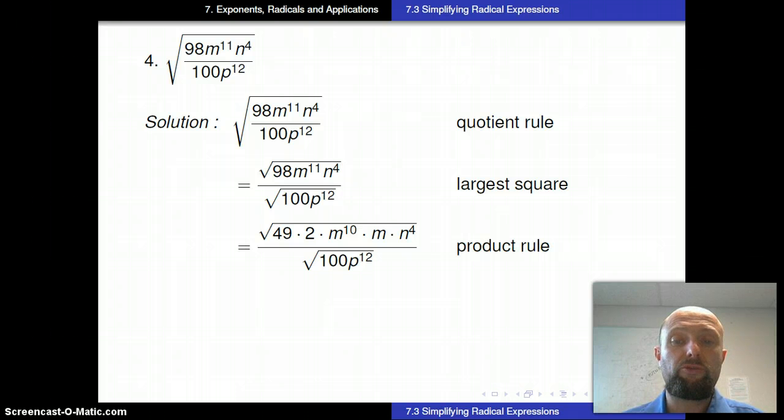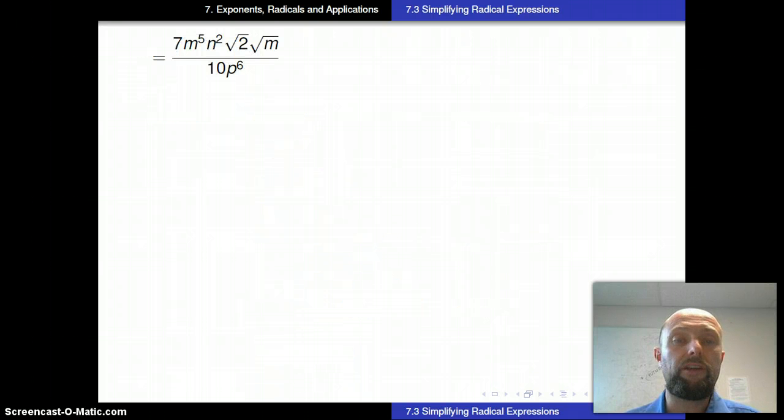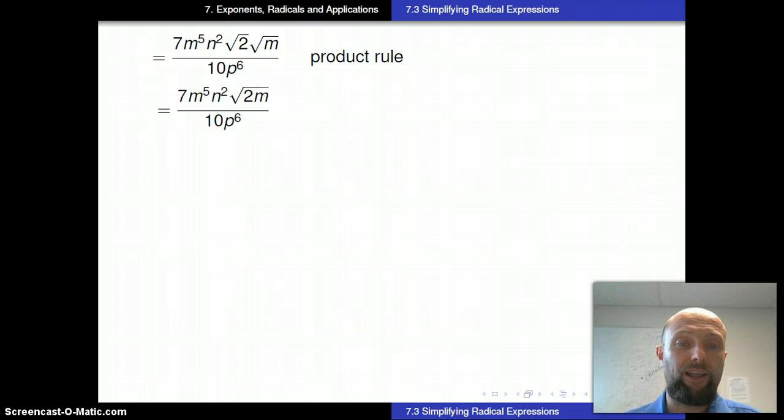Next, we use the product rule to rewrite all these square roots as a product of square roots. Next, we simplify the square roots involved. Square root of 49 is 7, square root of m to the 10th is m to the 5th, square root of n to the 4th is n squared, square root of 100 is 10, and square root of p to the 12th is p to the 6th. Okay, so here's what we have. Final step, we combine square root 2 and square root m using the product rule, and here is our final answer.